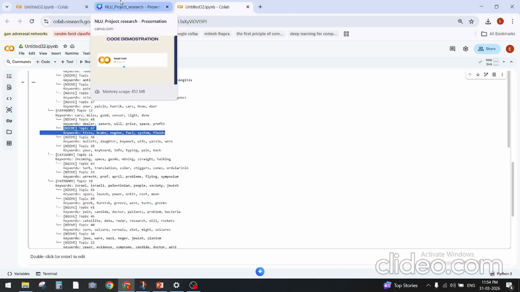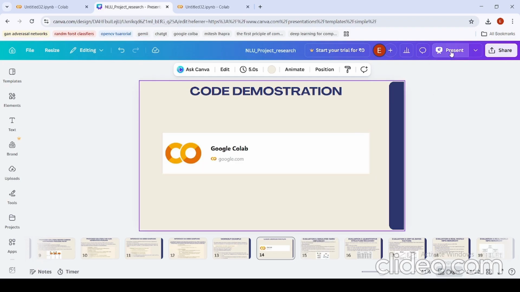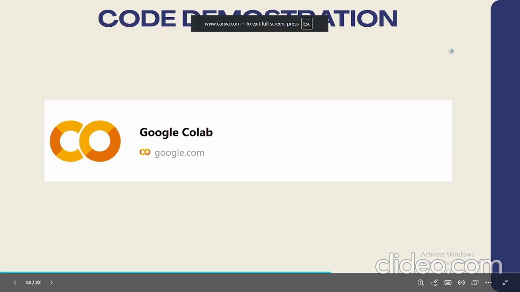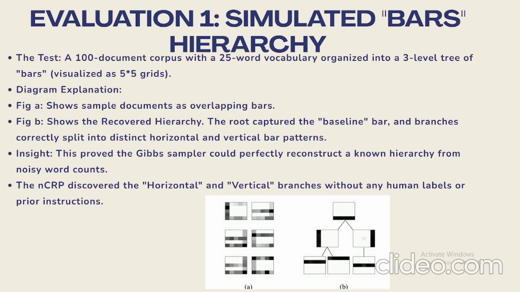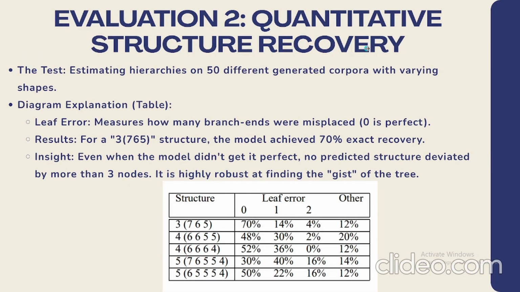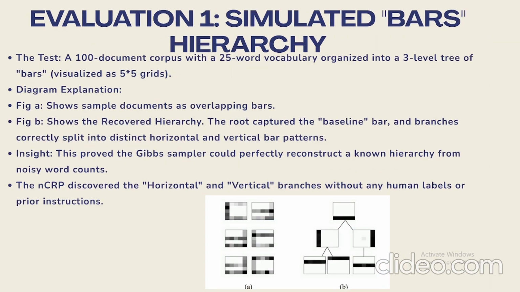Now let's go back to our slides. We have understood the code demonstration of our project, hierarchical latent Dirichlet allocation and nested Chinese restaurant process. Now coming to the evaluation part of our project. To prove this works in the research paper, the author has used multiple methodologies to show the results obtained by the research paper.